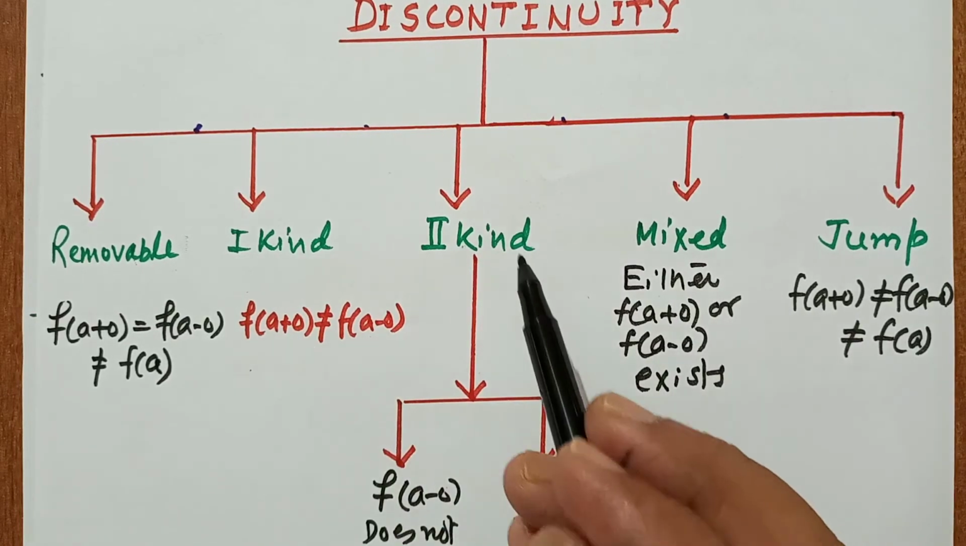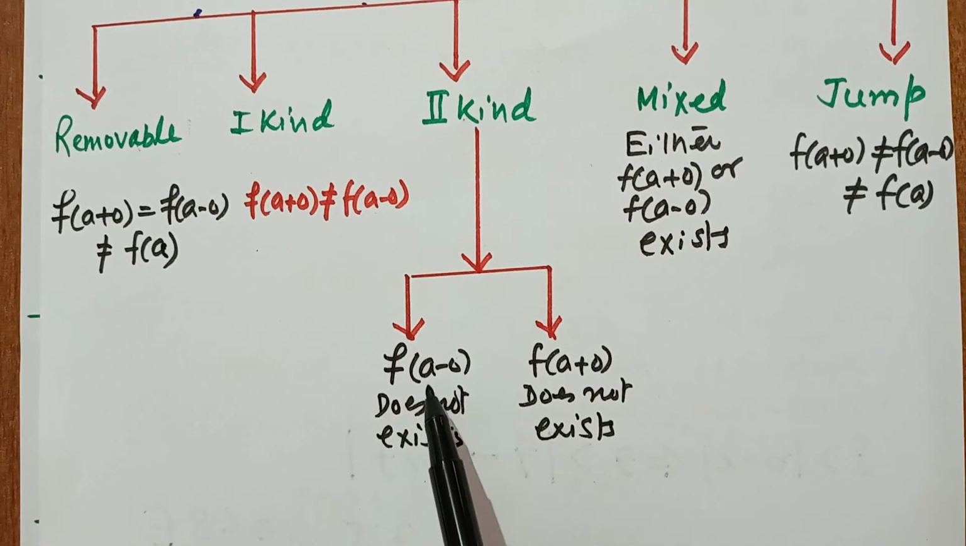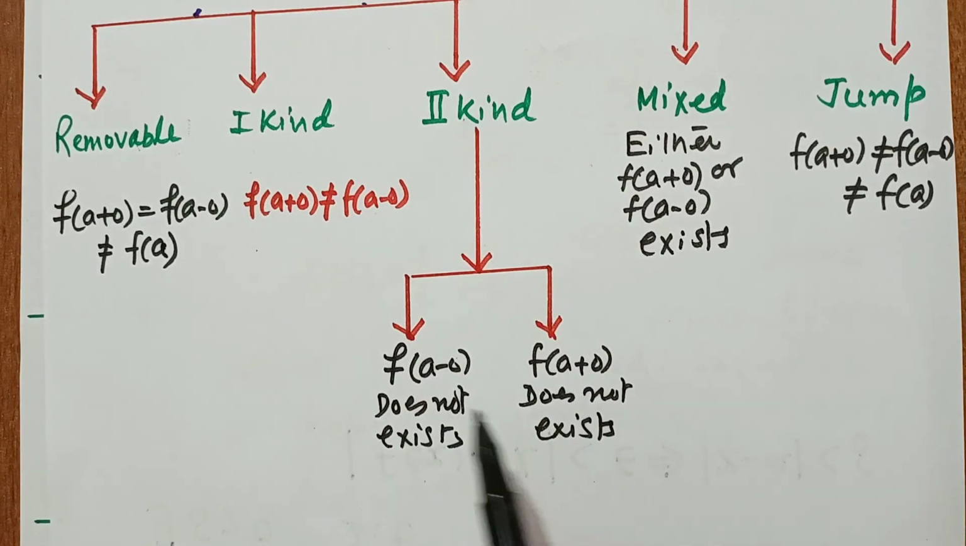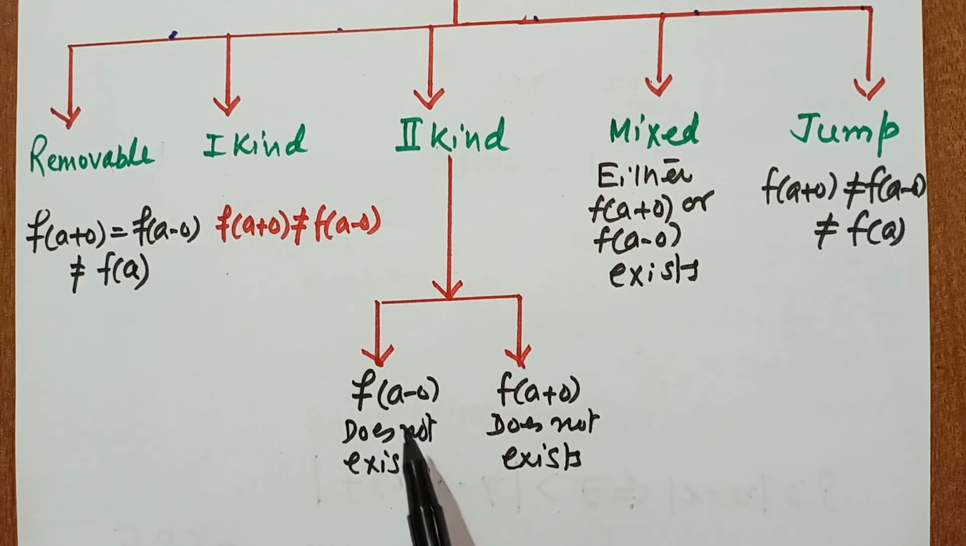In the case of second kind, the left hand limit does not exist or the right hand limit does not exist. So if the left hand limit does not exist, this is called discontinuity of second kind from the left hand. Okay, and discontinuity of second kind from the right hand.